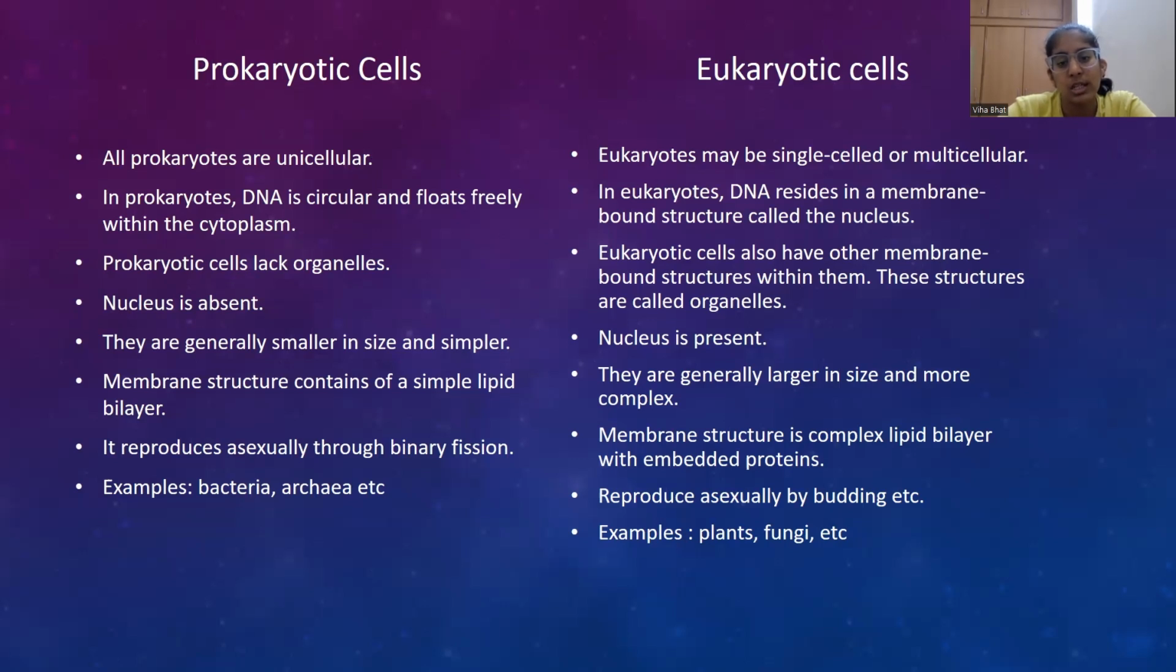The eukaryotic cells are generally larger in size and more complex in their structure. The membrane structure itself is a complex lipid bilayer, which is also embedded with proteins. Eukaryotic cells reproduce by various methods like budding, etc. Examples for eukaryotic cells include plants, fungi, etc.